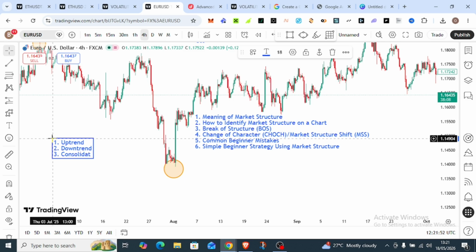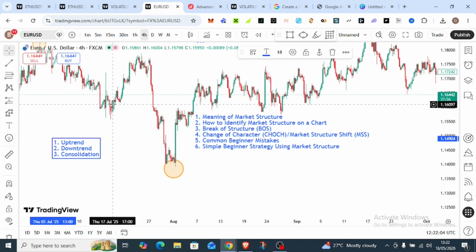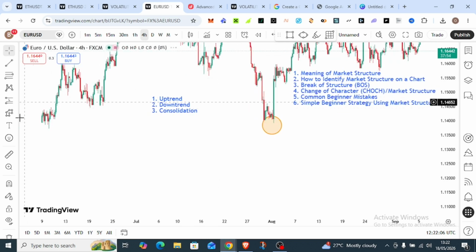Consolidation. Good. Everything in trading starts with structure. Let's do a kind of explanation. For uptrend, we have higher high and higher low.